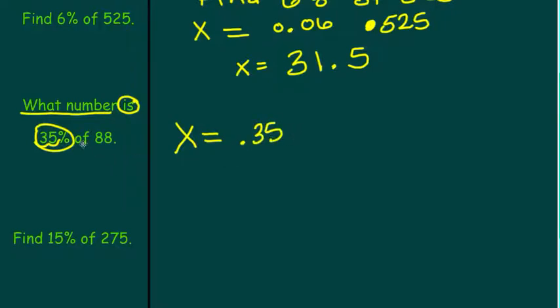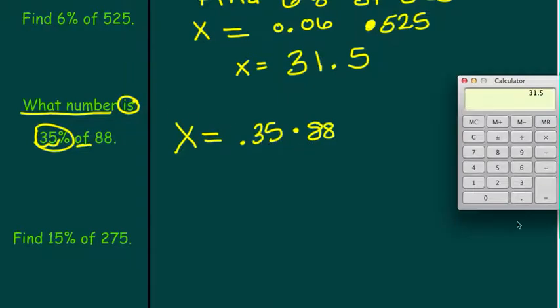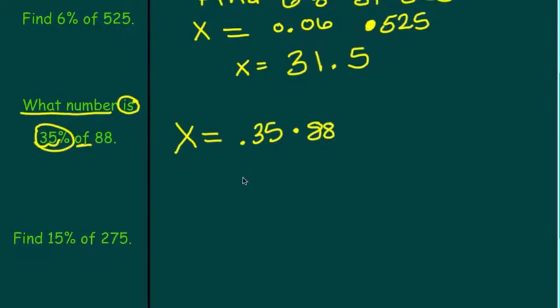Of means multiply, and then my last number. Then I would just type this into a calculator, 88 times 0.35, or I could estimate it like we just learned, but I don't want to estimate this one. It doesn't ask us to estimate, and I want to keep it as close to the real answer as possible. So then I'll type it in the calculator, 0.35 times 88 and I'll get 30.8.